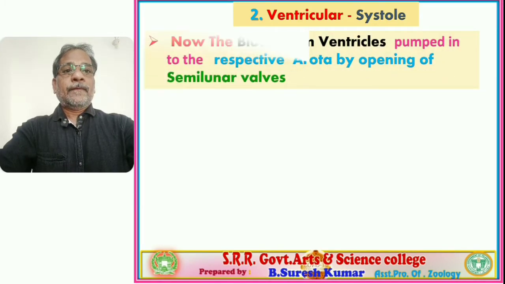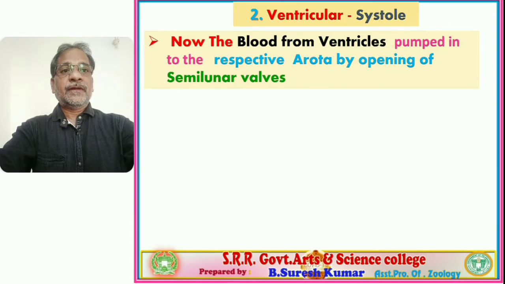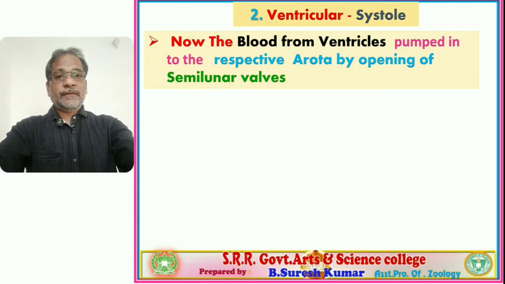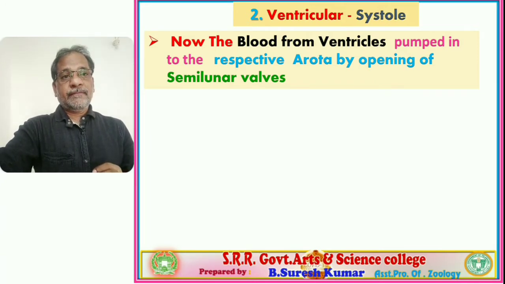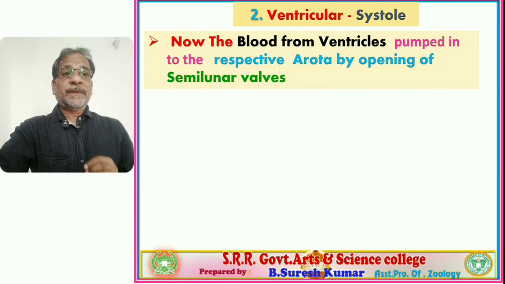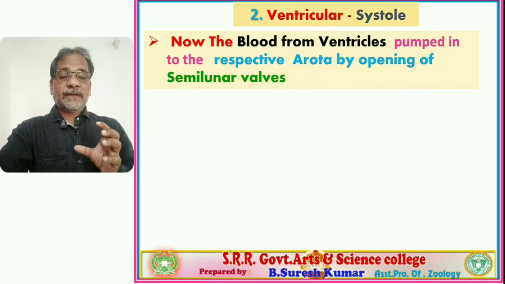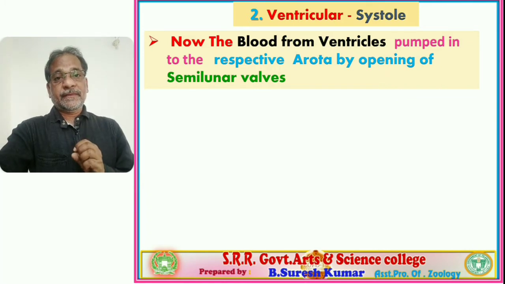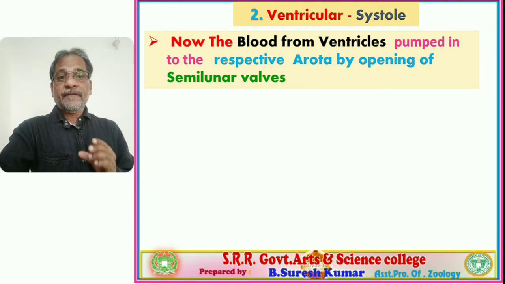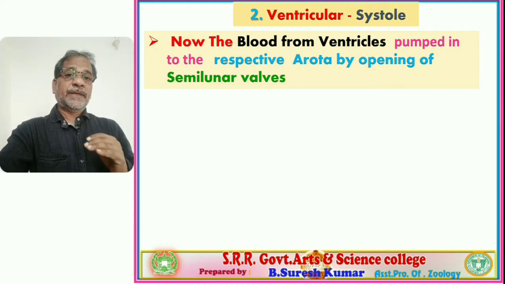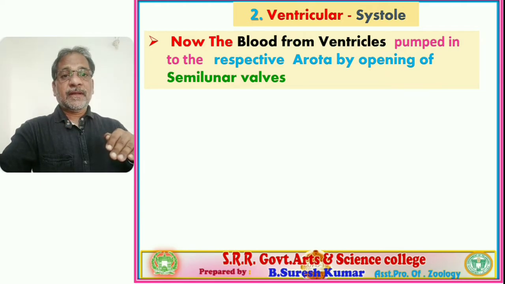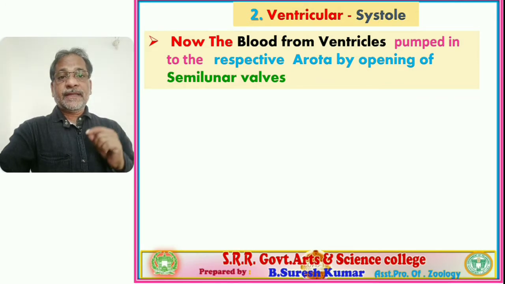Next, what happens due to ventricular systole? During ventricular systole, the blood from the ventricle is pumped into the respective aorta by opening the semilunar valves present at their base. Whenever the ventricle undergoes contraction, the intraventricular pressure increases, by which automatically the bicuspid and tricuspid valves close. Then the semilunar valves present at the base of the aorta open.